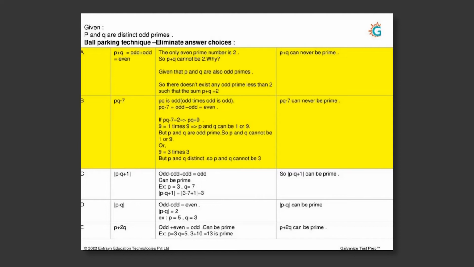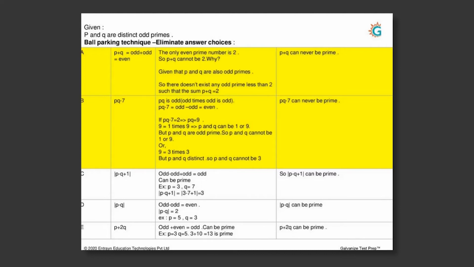Option D. Somebody asked for option D. Roshan is asking why is option D incorrect? So P minus Q, odd minus odd is even, right? The question is asking for can never be, but I'm getting it can be a prime number. Can you see that, Roshan? This is a negation question. The question is asking which of the options can never be a prime number, but D can be a prime number. I'm giving you the values of P as 5, Q as 3. The difference here, modulus is 2, which is an even prime number. So this can be a prime number. You get my point, Roshan?